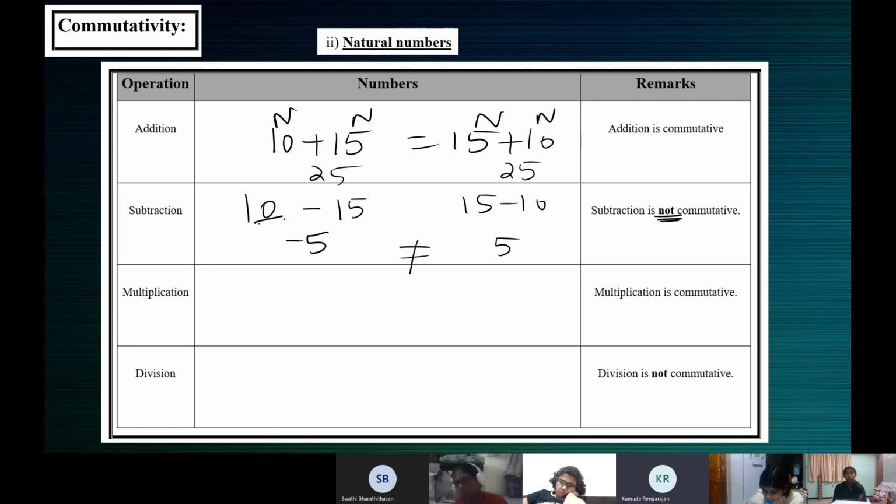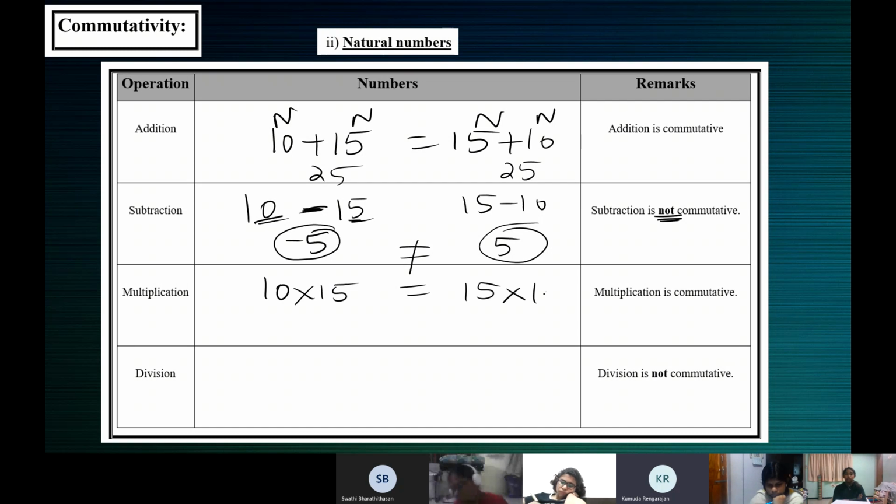First you do 10 minus 15, then you do 15 minus 10. The answer here is minus 5, the answer here is 5. The answer is not the same. So they are not commutative under subtraction. Multiplication, like whole numbers, yes, they are commutative. 10 into 15 is the same as 15 into 10.